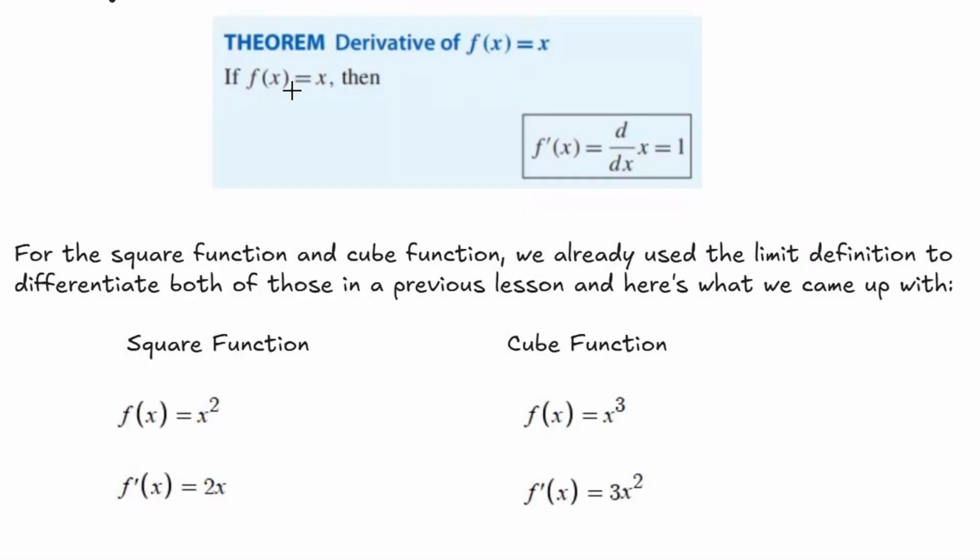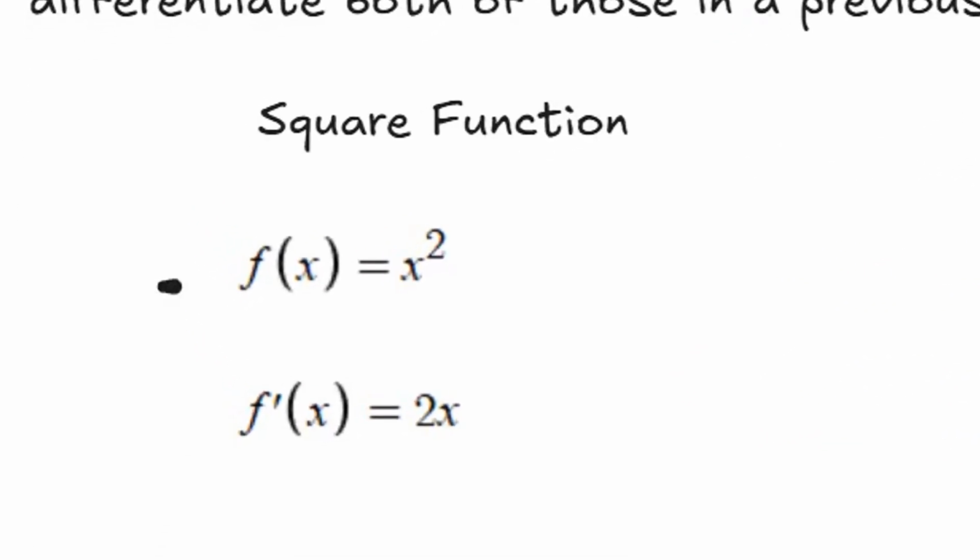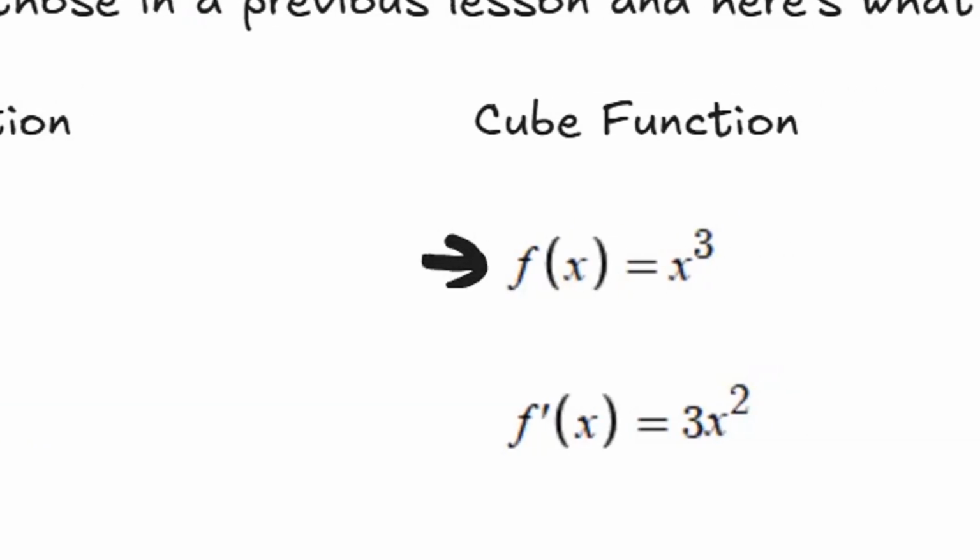Now let's move on to the squaring function and the cubic function. We've already used the limit definition of the derivative to differentiate both of those in a previous lesson, and here's what we came up with. If you have f of x equals x squared, then the derivative was 2x. If you have f of x equals x cubed, then the derivative f prime was 3x squared.